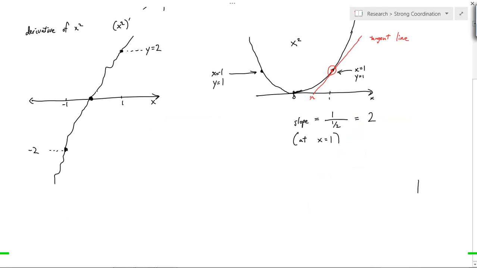Turns out there's a rule that says the derivative of x to the p, where p is just any number you want, is always going to be p times x to the p minus 1. So in our case, we started with x squared. And if you follow this formula, you get 2 times x to the 2 minus 1, which is 1. You don't write it. So it's just 2 times x.